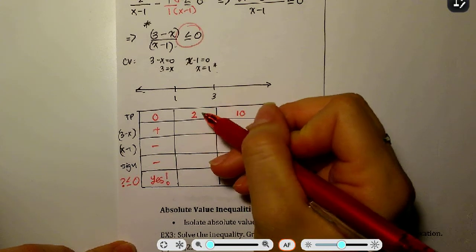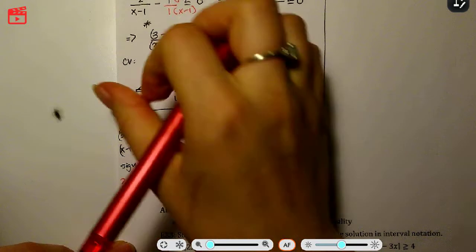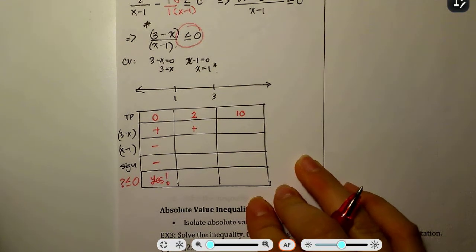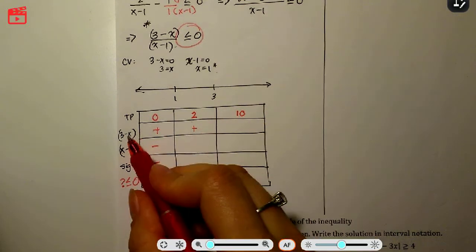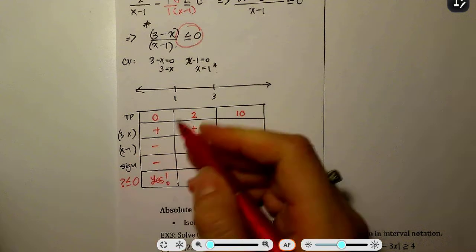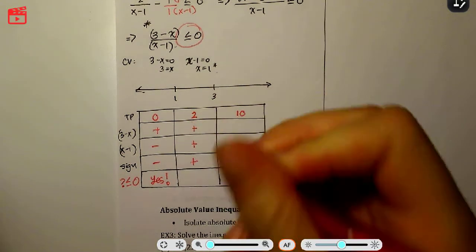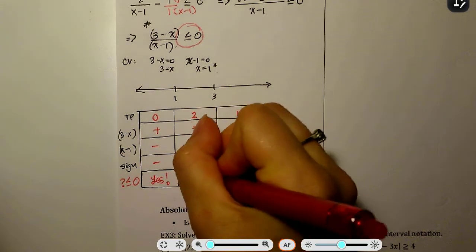Test point is 2. So 3 minus 2, that's going to be positive. Ooh, got the bug. Away. Okay. Testing 2. So 3 minus 2 is positive. 2 minus 1 is also positive. So positive and positive is positive. Is that less than or equal to 0? No.